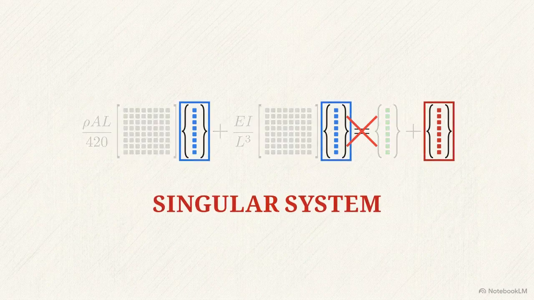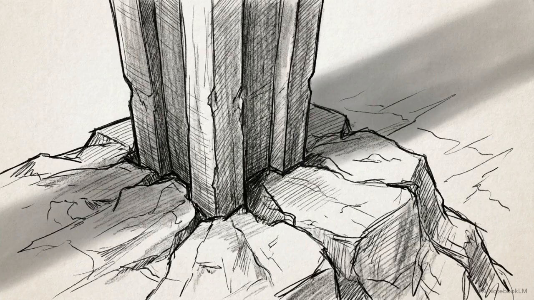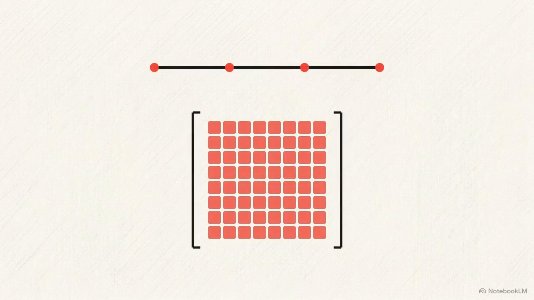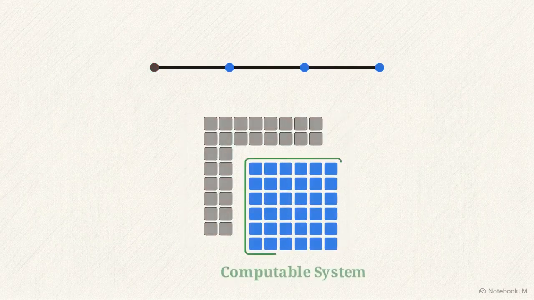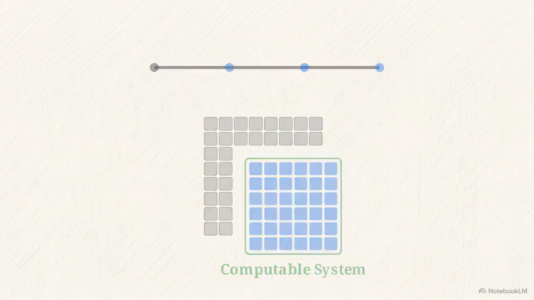This creates an unsolvable, singular system. To break this deadlock, we rely on the physical environment. Geometric boundary conditions act as the required mathematical triggers to partition this singular matrix into components we can actually compute.